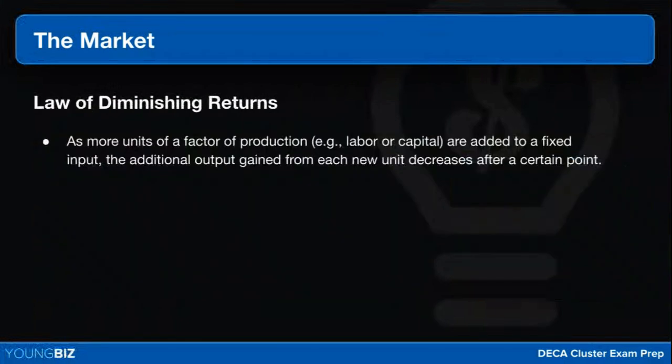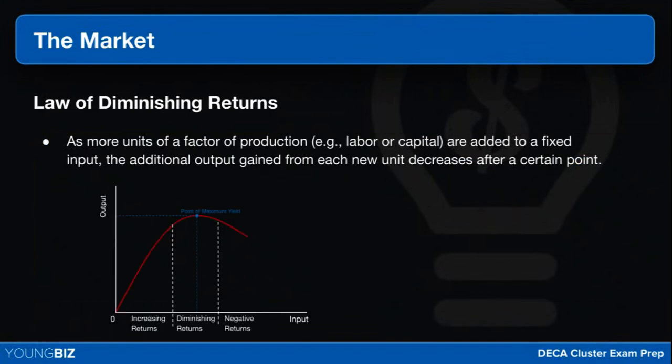Now we're going to be talking about the law of diminishing returns, which essentially states that as more units of a factor of production, like labor or capital, are added to a fixed input, the additional output gained from each unit decreases after a certain point, which is called the point of maximum yield.